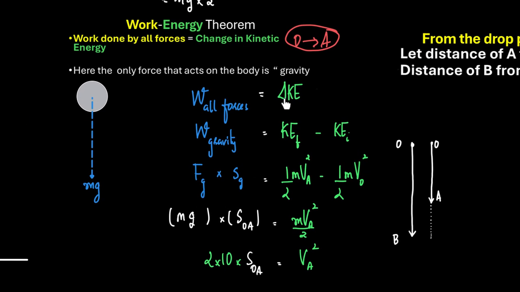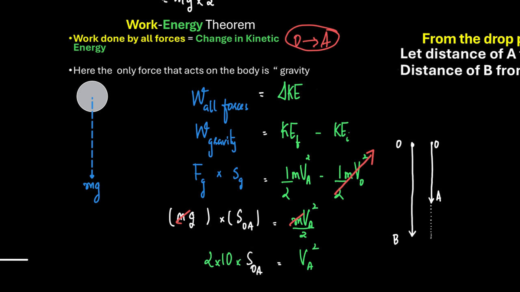So, what is the change in kinetic energy? Kinetic energy final minus kinetic energy initial. Kinetic energy final at A is half m VA square, minus half m VO square. What is VO? Since it is dropped, VO is equal to 0. So this becomes mg into S, where the displacement along the path OA is SOA, equal to m VA square by 2. M by m is 1, and therefore VA square is equal to 2 into 10 (g is 10) into SOA.